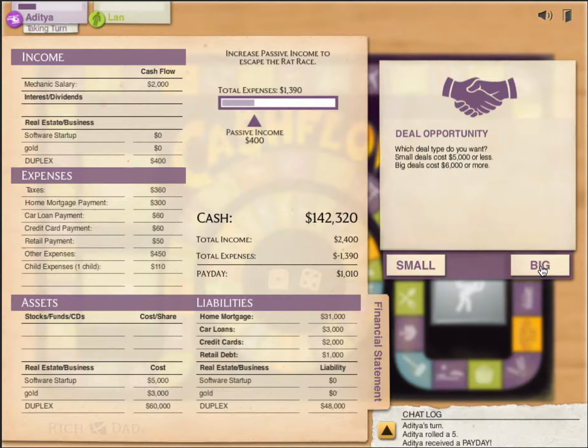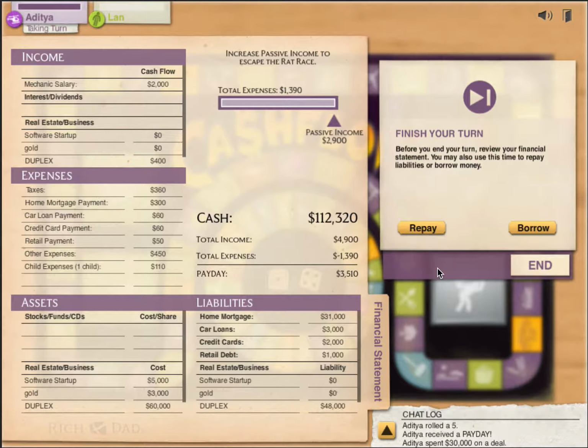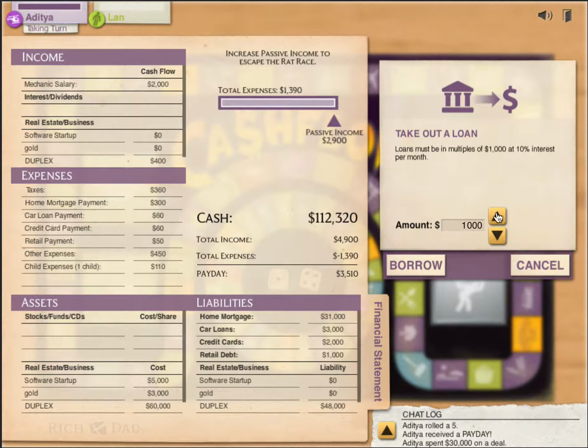Let's look for another big deal. And this one gives us $30,000 down payment, $2,500 in cash flow. We're just under 3,000. We have sufficient cash, so let's go ahead and borrow some money just to increase our expenses so that we don't get out of the inner circle just yet.